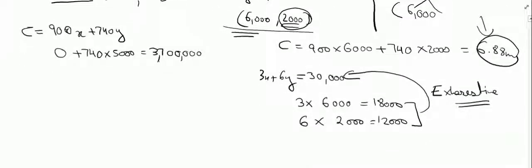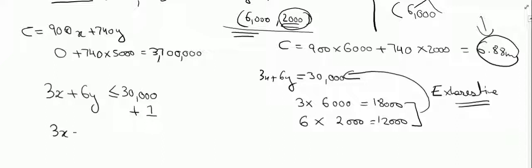Now, how do I calculate the shadow price? I say, what if, let me write the original equation. Original labor hour equation is 3x plus 6y is less than or equal to 30,000. I say, what if I had one additional labor hour? If I had one more additional labor hour, my equation would have been 3x plus 6y is less than or equal to 30,001. And if I had one more labor hour, maybe I will be able to produce an additional unit of either x or y or partial unit of each.